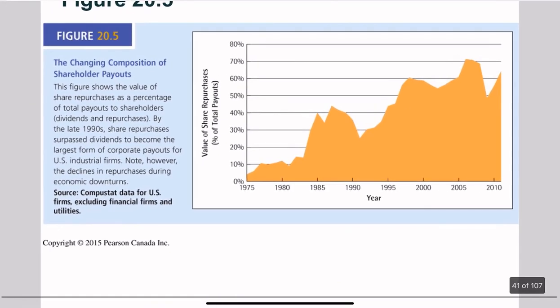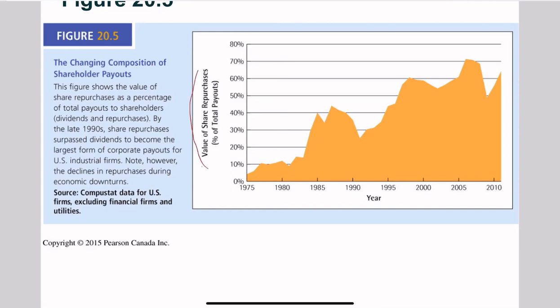And we can also see this second picture, which tells us the composition of shareholder payouts. What you can see here is the vertical axis basically gives you the value of share repurchase, denoted in percentage of total payouts. For example, if you look at this point, it basically says that if a firm returns $100 to its shareholders, then $70 are in the form of share repurchase, and the other $30 are in the form of dividends.